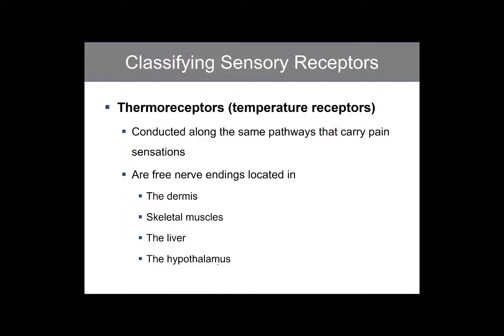Thermoreceptors record temperature, and they're conducted along the same pathways that carry pain. So sometimes extreme temperatures can feel very painful because the brain is interpreting these signals along the same pathway. Thermoreceptors are free nerve endings located in the dermis of the integumentary system, skeletal muscles, liver, and hypothalamus.